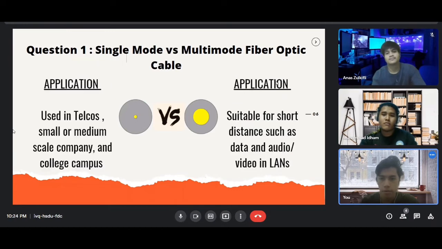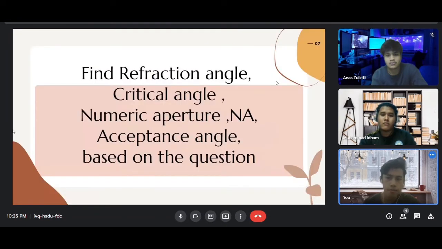Next slide. And then application for single mode fiber optic cable is usually used in telcos, small or medium scale companies, and college campuses, while the multi-mode fiber optic cable is suitable for short distance applications such as data and audio, video in LANs.